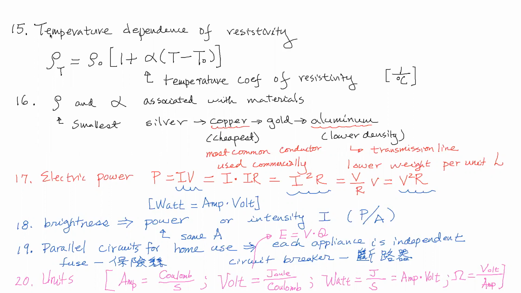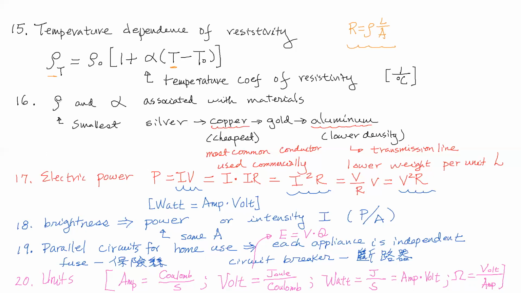All right, so 15, temperature dependence of resistivity. That means the resistivity rho which is used in this relationship can change depending on the temperature. The higher the temperature, usually the higher the resistivity. And this alpha is material dependent. So it can be different for different materials, copper, silver, aluminum.